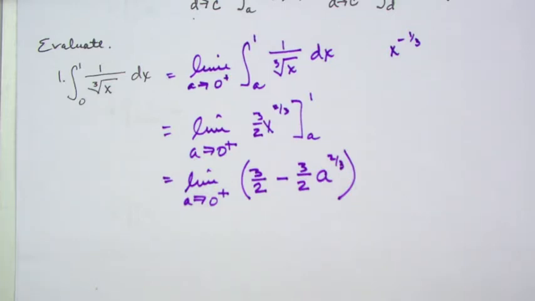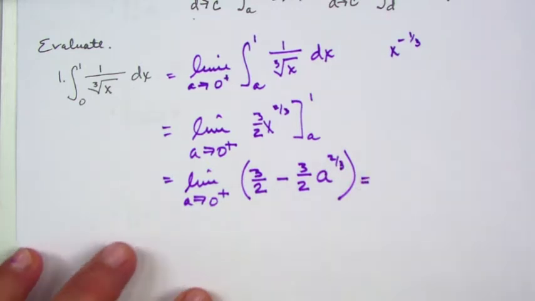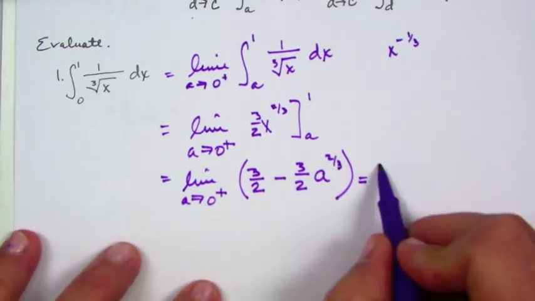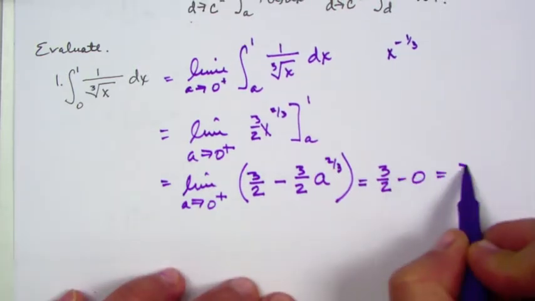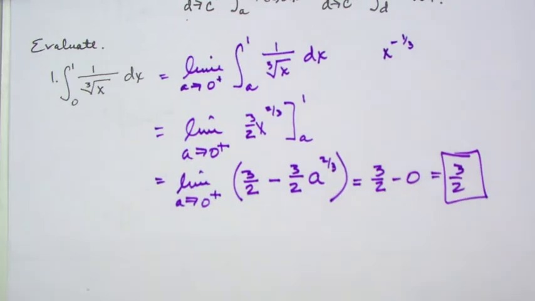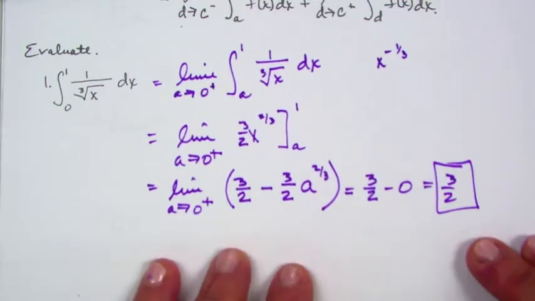Which becomes what? 3/2. It's 3/2 minus 0. And really, this particular problem is about notation, right? I mean, you're going up to 0. I can't include 0 because it makes the original undefined, but I'm finding the area from 0 to 1.